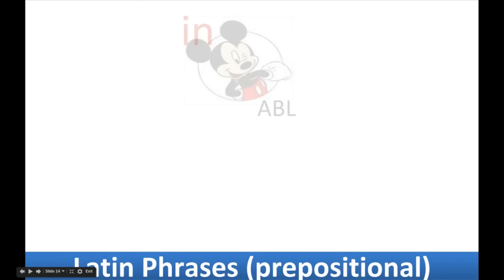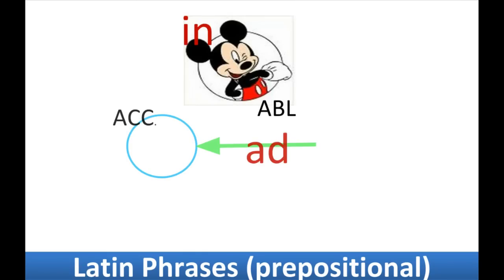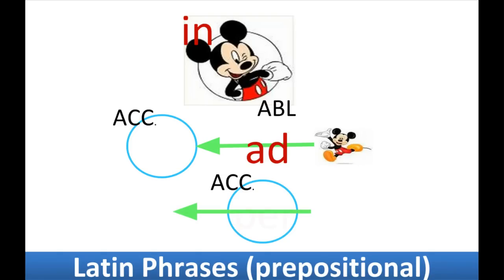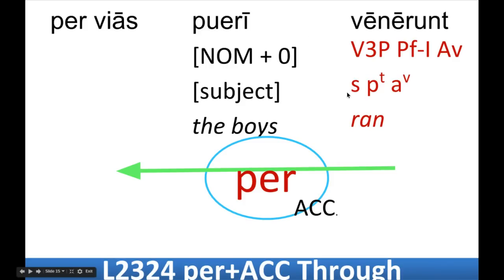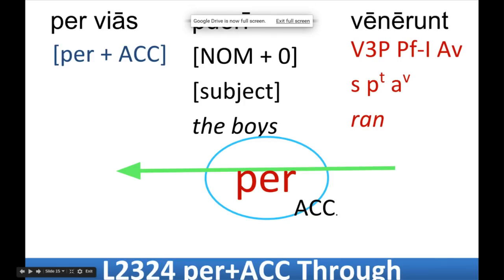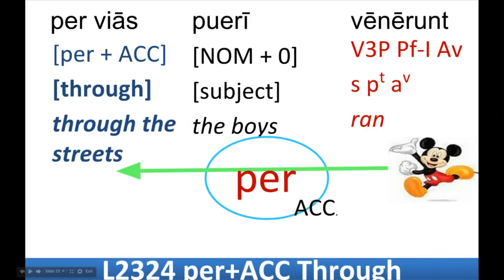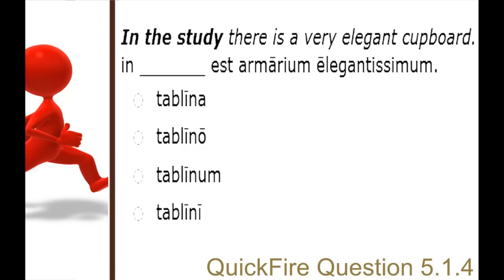Let's talk about prepositions. We've already learned about in plus ablative and ad plus accusative. There's a few more. Now we're going to be learning about per plus accusative, through. So you go to your verb: third person, plural, perfect, indicative, ran. Who ran? The boys ran. Where did they run? Per plus the accusative, through the streets.